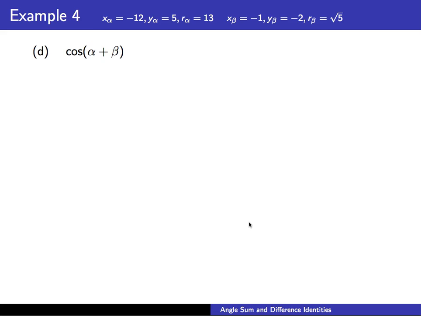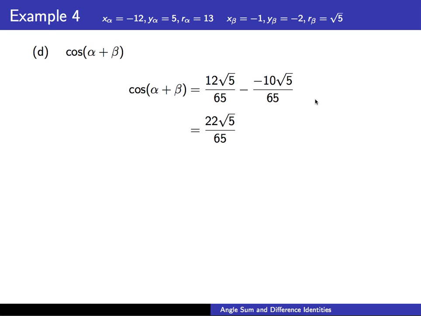Part D, cosine alpha plus beta. Well, again, we're just going to switch the plus that's in the middle to a minus. So now we have 12 square root of 5 over 65 minus a -10 square root of 5 over 65. And that becomes 22 square root of 5 over 65.